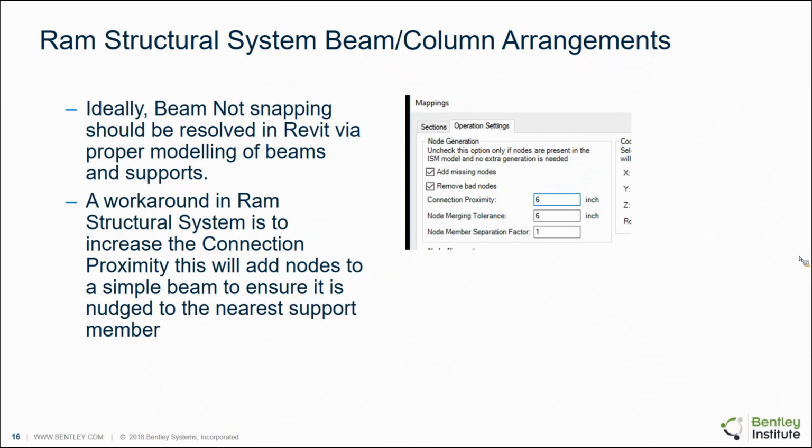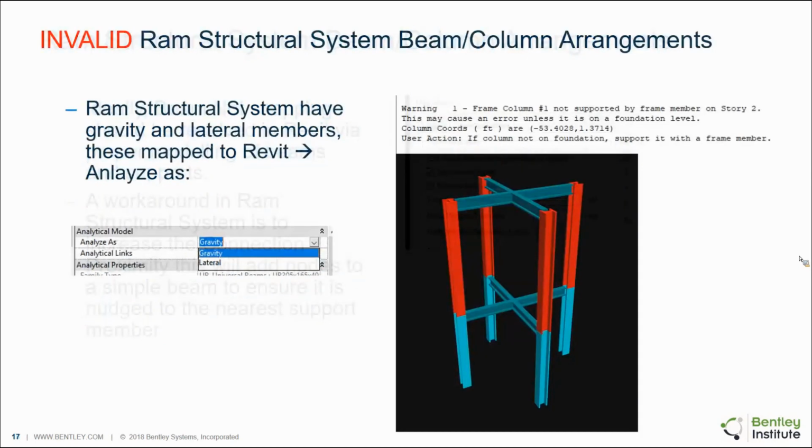We can adjust the connection proximity and the node merging tolerance, changing them from the default 1 inch to a 6-inch sphere. What that means is for members where beam ends and nodes sit within a 6-inch sphere, connect them and collapse all of these into one node. That allows the structure to come in and pass the integrity data check.